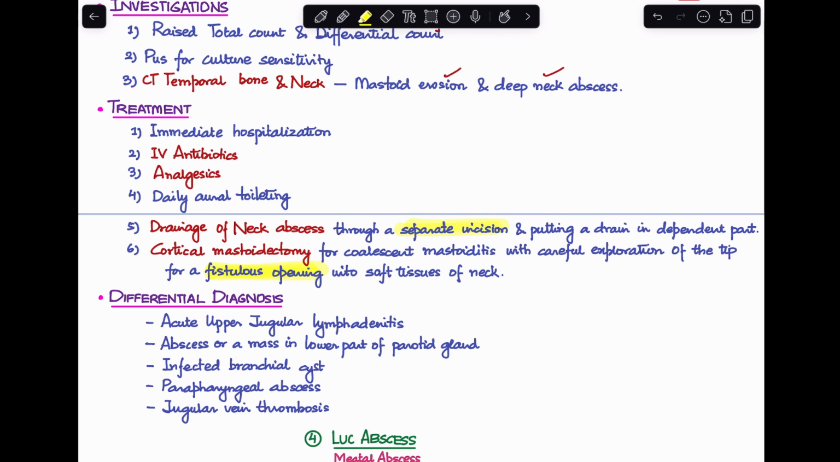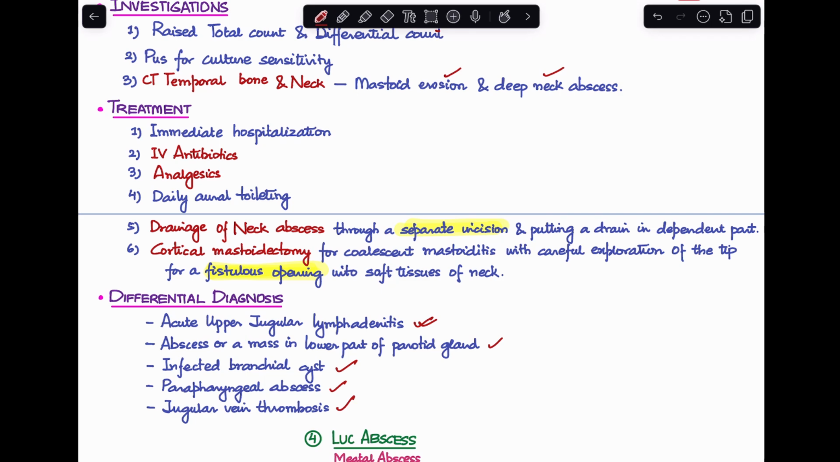So, the differential diagnosis of Bezold's abscess is acute upper jugular lymphadenopathy. It could be an abscess or mass in the lower part of the parotid, infected branchial cyst, parapharyngeal abscess, and jugular vein thrombosis. So, this is all about Bezold's abscess.